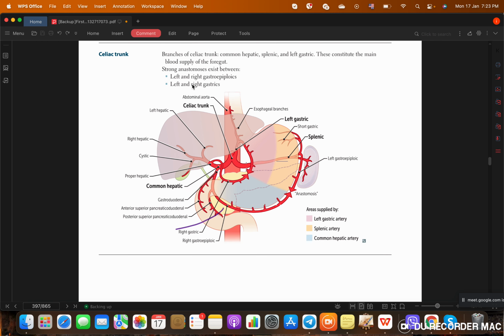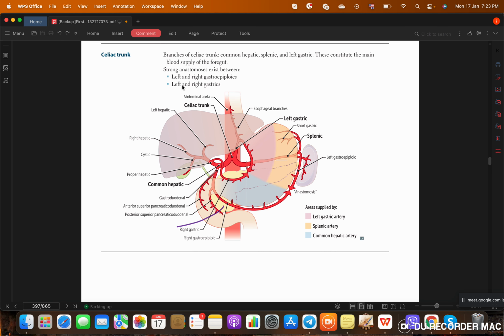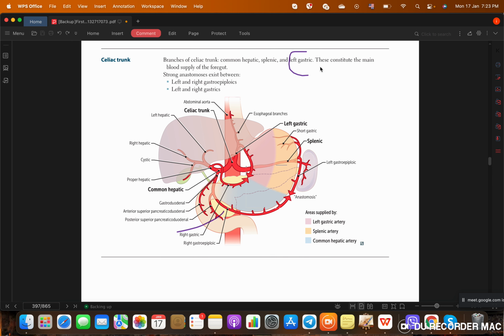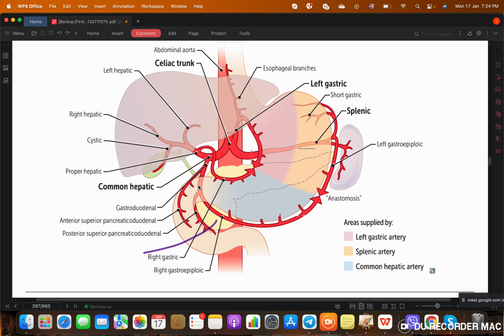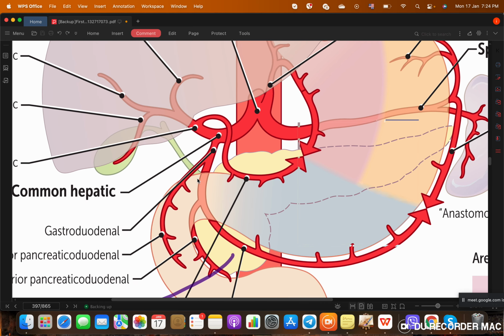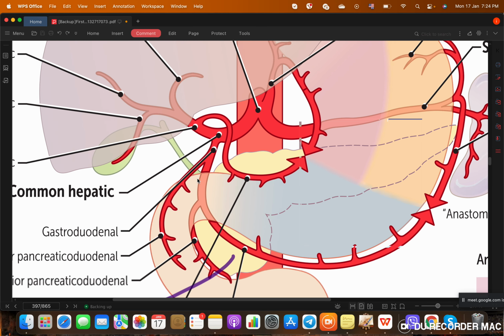So, the next thing that you must know is the left and the right gastric. The left gastric, we just spoke about it. It comes directly from the celiac trunk. But the right gastric, you must know that it comes from the common hepaticus. There are a few more points I would like for you to know, guys. It's not a watershed area, yes.